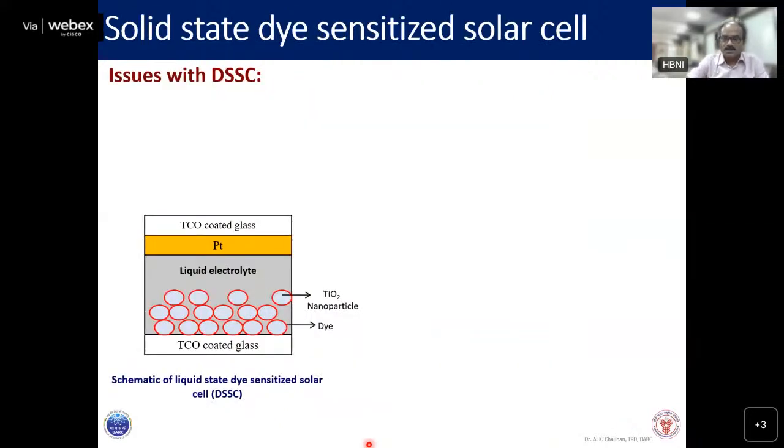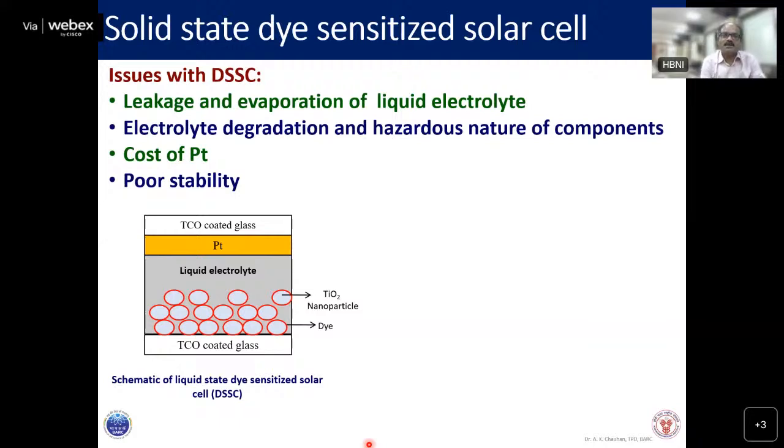Now, what are the issues with the DSSC? The issues are leakage and evaporation of liquid electrolyte. The liquid electrolyte which we are using here can actually leak. So that is a big issue. The electrolyte also degrades. That is an issue, and there is a hazardous nature of the components. And another is the cost. Though we are using chloroplatinic acid, it is still very expensive. So platinum cost is also high, and the stability is poor.